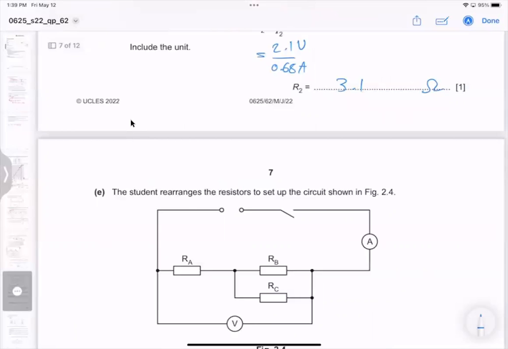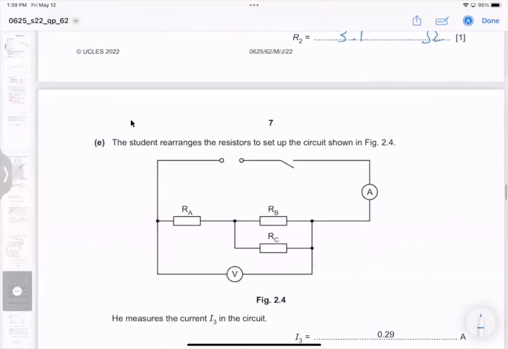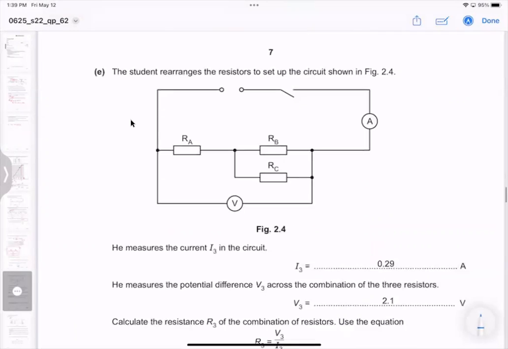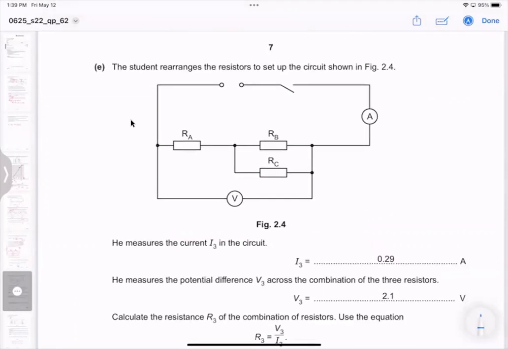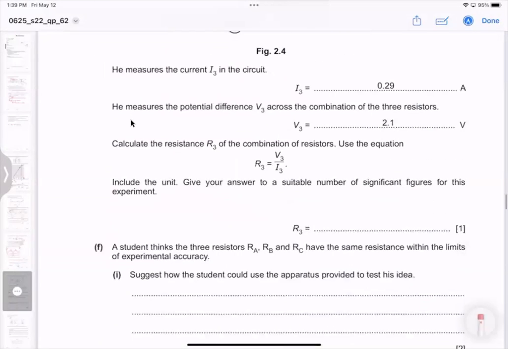The student rearranges the resistors to set up the circuit shown in figure 2.4. He measures the I3 in the circuit. Here is I3. He measured the potential difference V3. Now he's connecting RP with RC in parallel with RA, and the combination with RA in series. And here is the voltmeter to measure the potential difference across them all. And we have the switch, the ammeter, and everything. It is asking for calculating R3, the resistance of the combination of resistors.